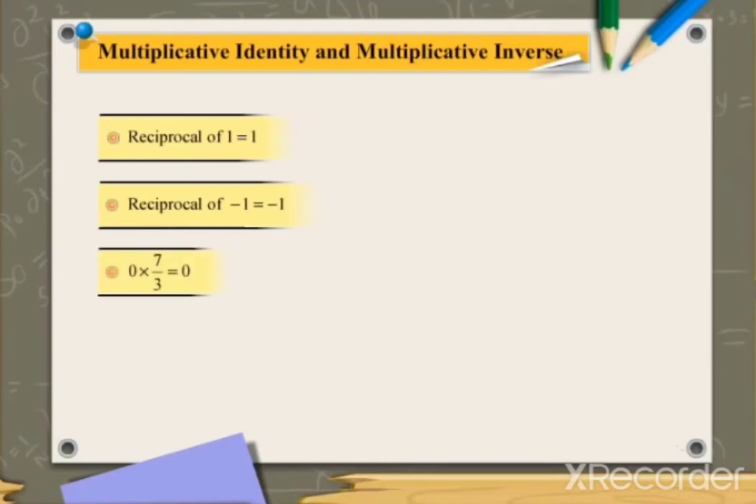Every rational number, when multiplied by 0, gives 0. Thus, 0 has no reciprocal.